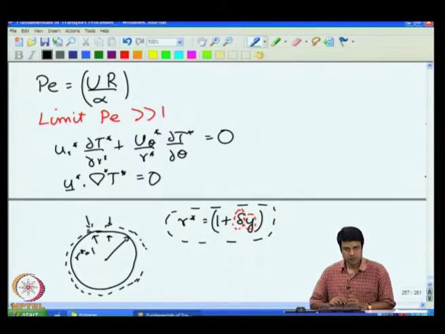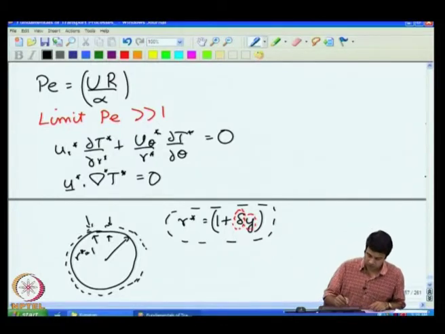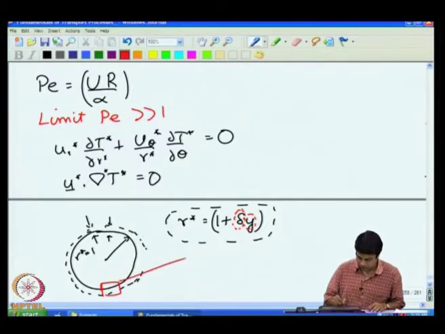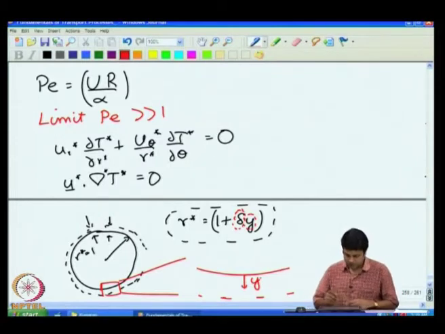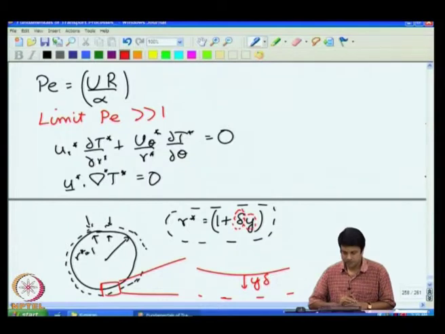To capture this, we focused our attention on a thin region near the surface of the sphere, okay, a thin region near the surface of the sphere. Okay. And defined the distance y times delta as the distance from the surface. Okay.